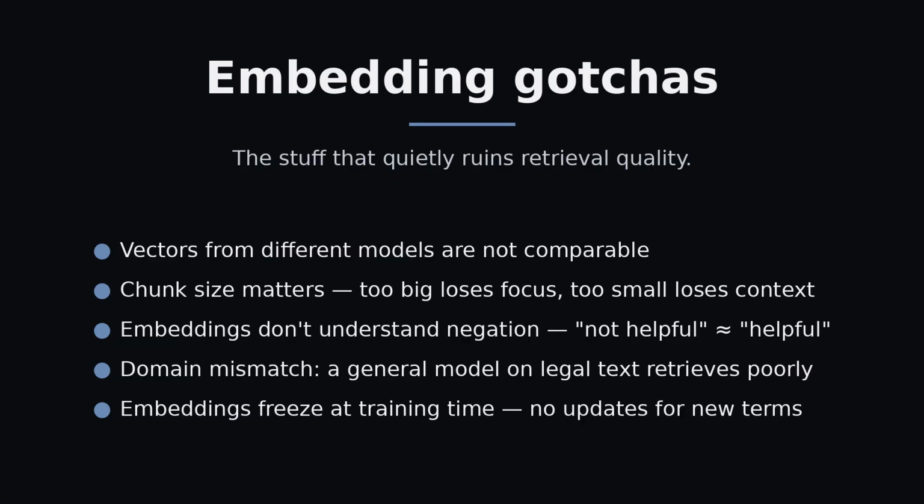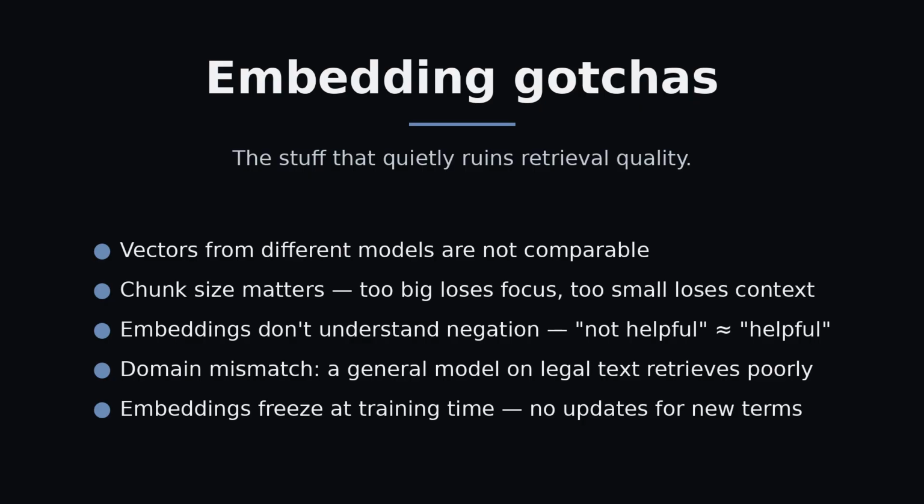2. Chunk size quietly decides your retrieval quality. Too big, the vector averages out and you lose the specific thing you were looking for. Too small, you return a snippet with no surrounding context. 3. Embeddings are bad at negation. The sentence, "This product is not helpful," embeds very close to "this product is helpful" because most of the words are the same.